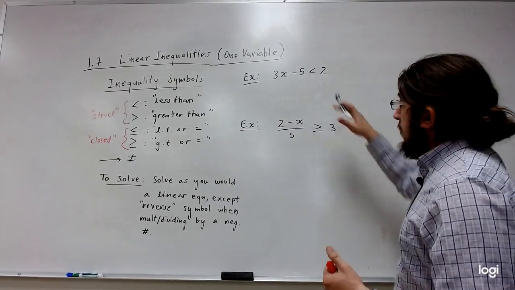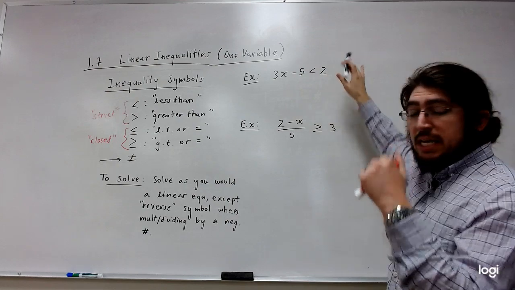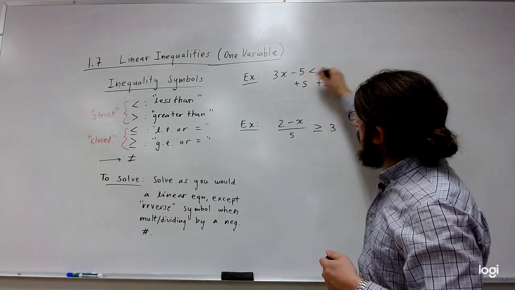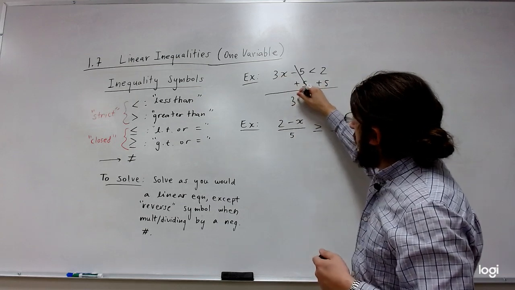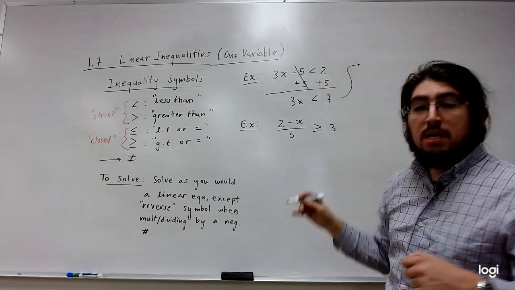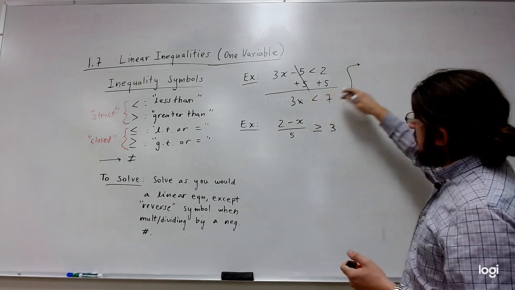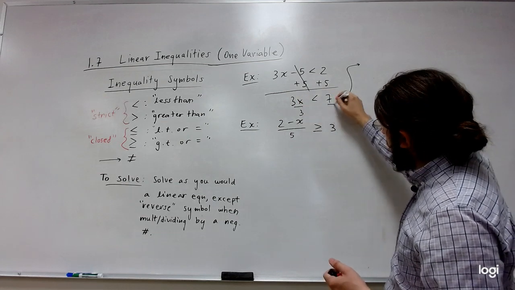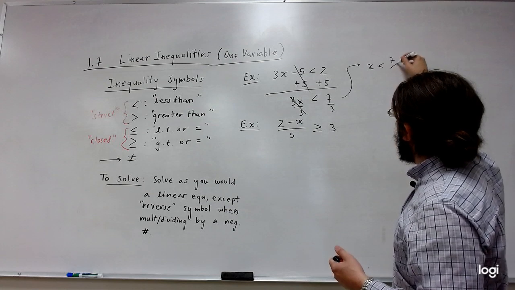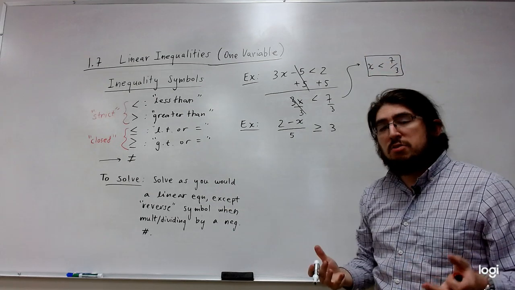The first example, think of again 3x minus 5 is equal to 2. How would you solve that? You would add 5 to the other side. You would get 3x is less than 7. Here we get less than, so the symbol doesn't change. It only changes when you divide by a negative or multiply by a negative, in fact. Dividing by 3 now gives us x on the left, and on the right is just 7/3. So x is less than 7/3 is our solution.